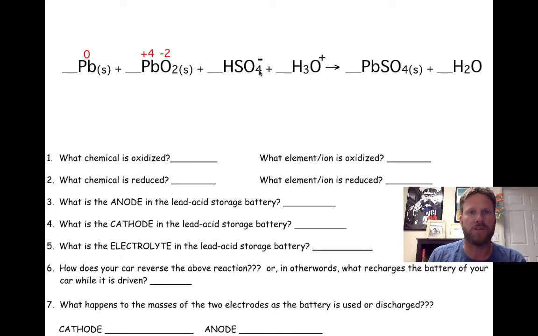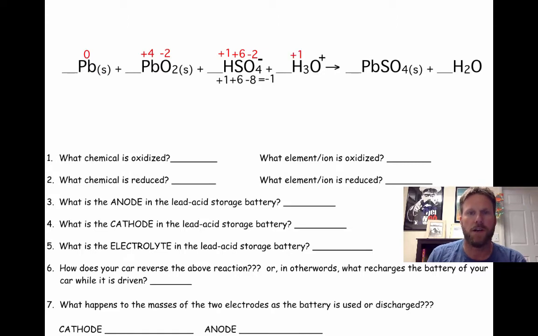Here we have HSO4 minus ion. The hydrogen would be +1. The oxygen would be -2. So for the equation here, we can see we need an overall charge of -1 on the ion. 4 oxygens gives us a -8. 1 hydrogen gives us the +1. We need to get a -1, so sulfur in this ion must be +6.